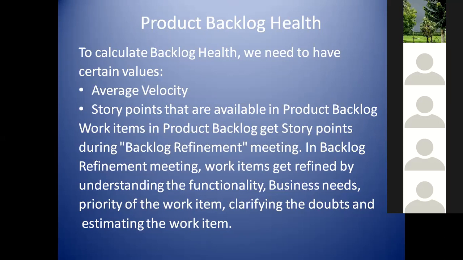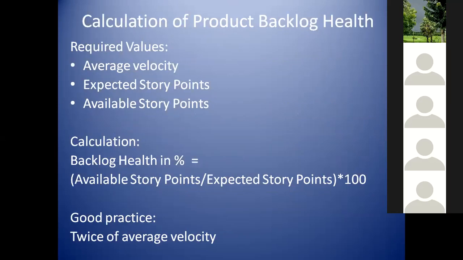Okay, so now we have different conditions. That's what we have seen. First, you have calculated the average velocity. The second thing is the expected story points, what we are in need of. And the third one is the available story points.